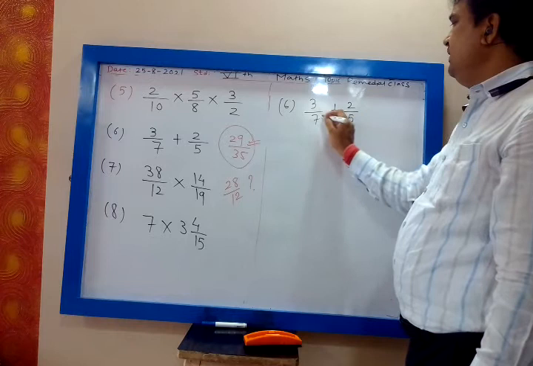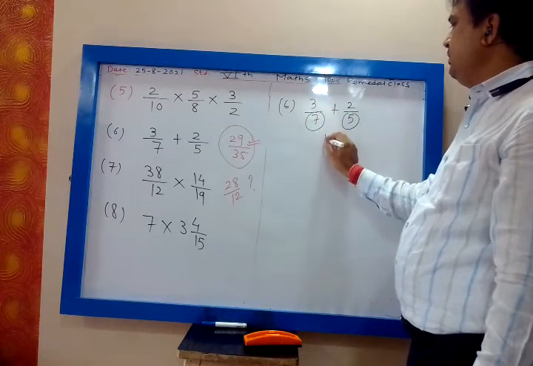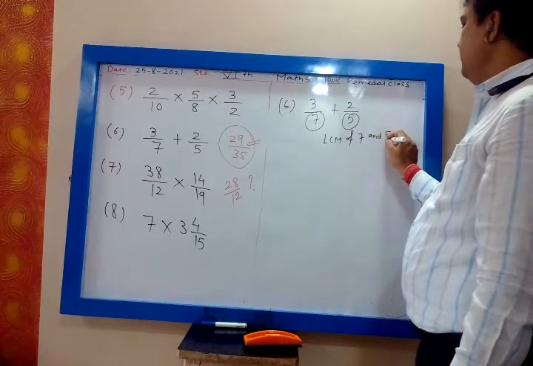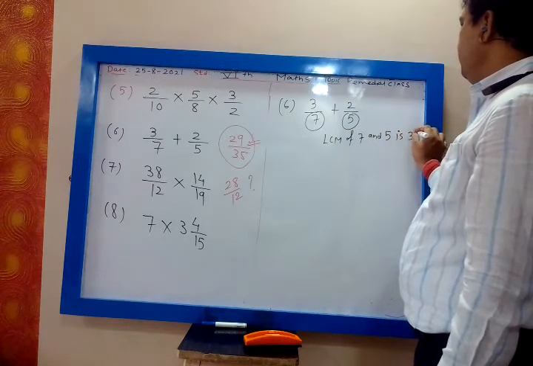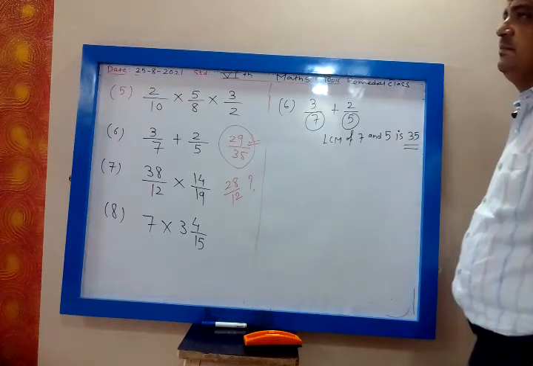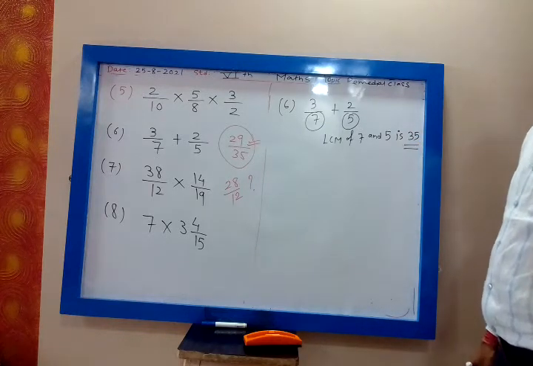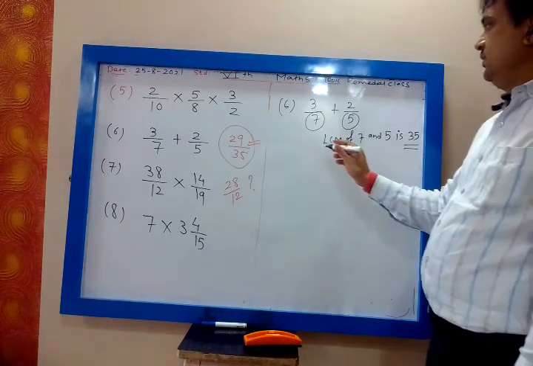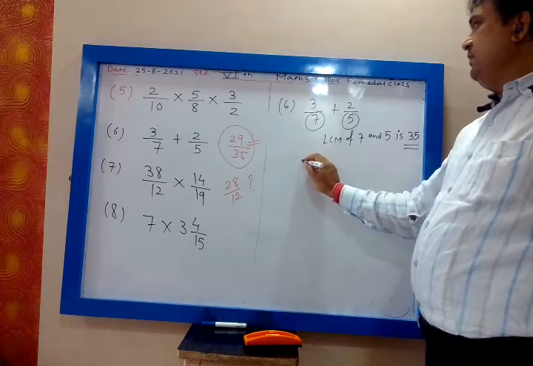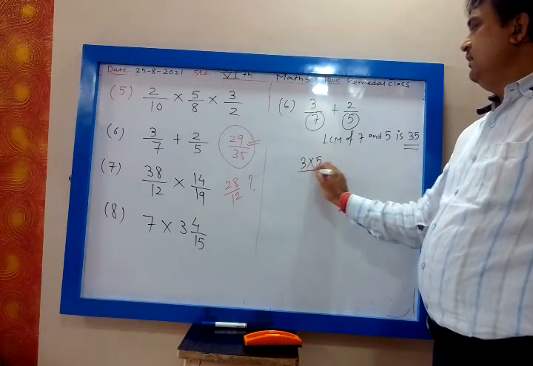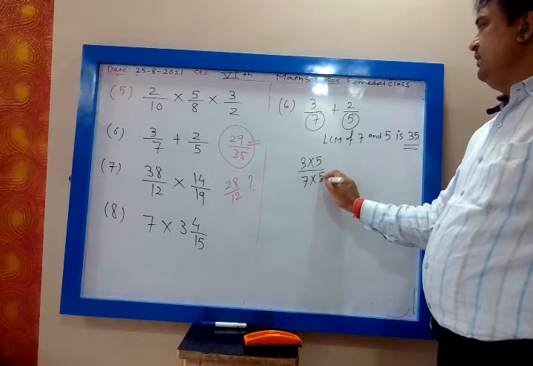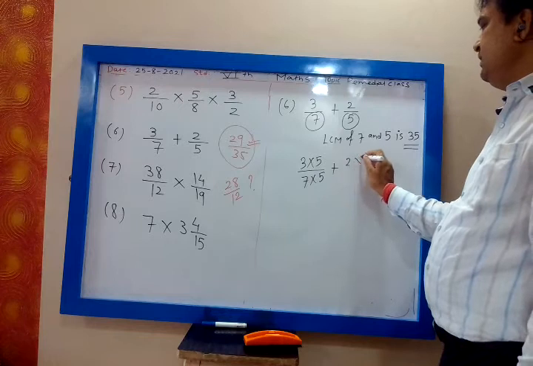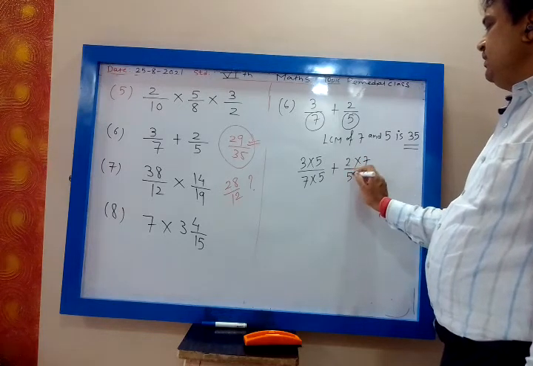Now denominators are different, 7 and 5. So take LCM. Both are prime numbers, so LCM of 7 and 5 is 35. Whenever numbers are prime numbers, their multiplication is their LCM. So 3 upon 7 multiplied by 5. So 3 into 5 upon 7 into 5. Multiply 5. We have to make 5 to 35, so multiply by 7. 5 into 7.